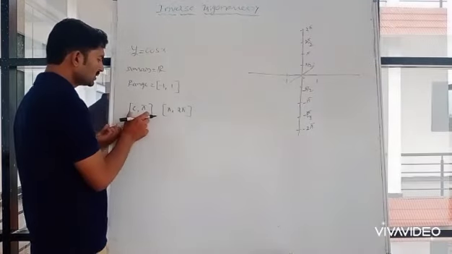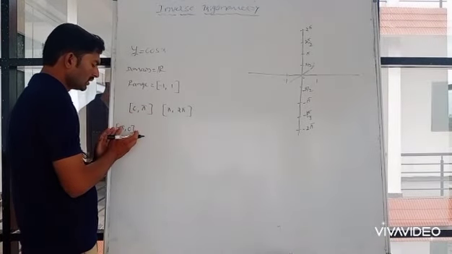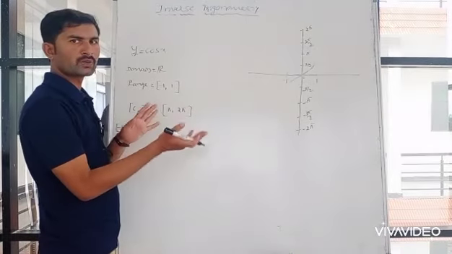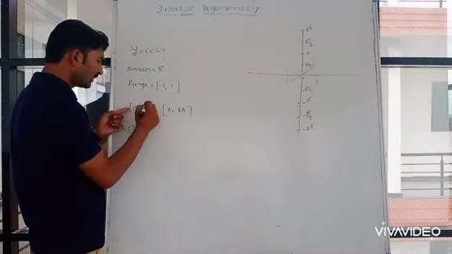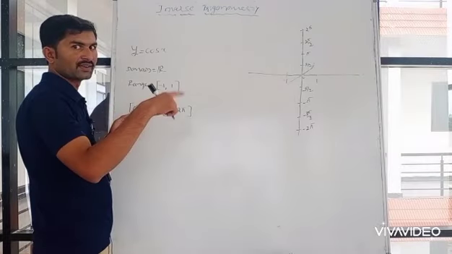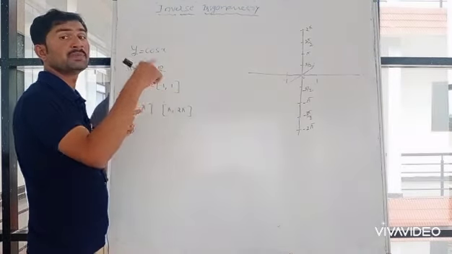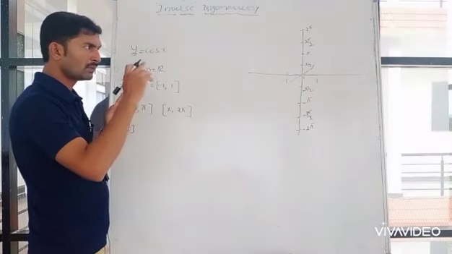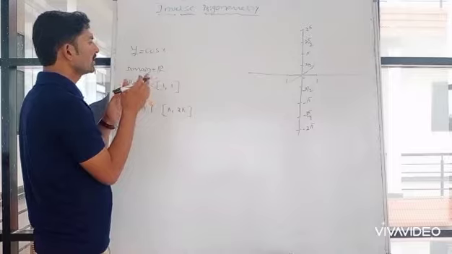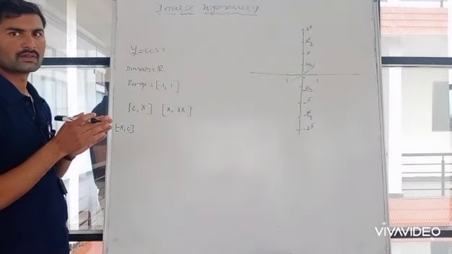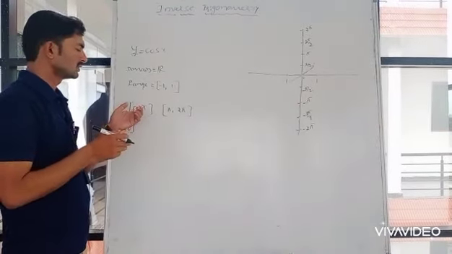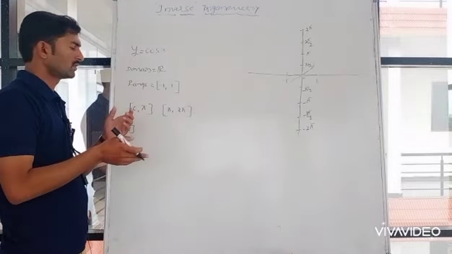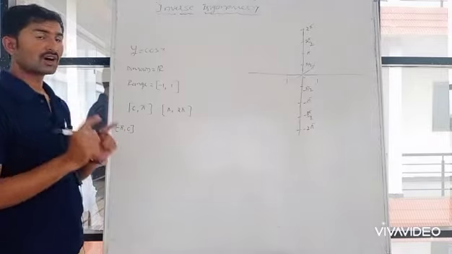If I consider this interval, the function is both one-one and onto. If I consider this one also, it is both one-one and onto. After this, the graph will repeat again, so the y values will repeat again. If the values of y are repeating again and again, we cannot consider it one-one. The definition fails here. If it is not one-one, the inverse does not exist. To make the inverse exist, the function must be both one-one and onto.